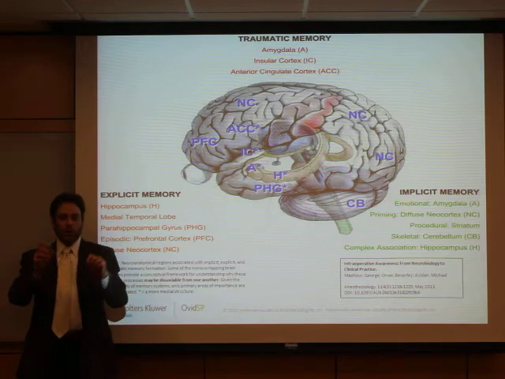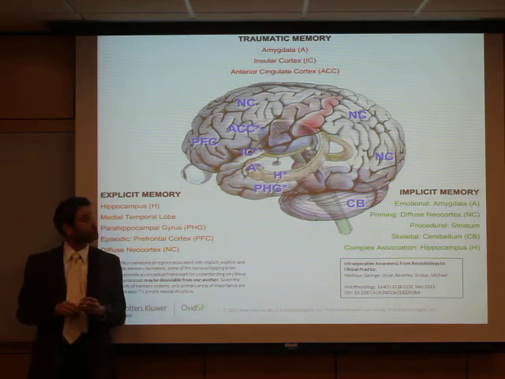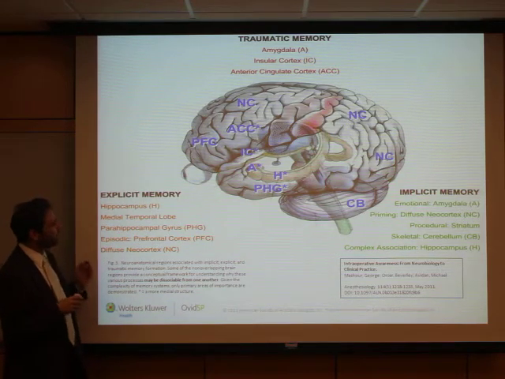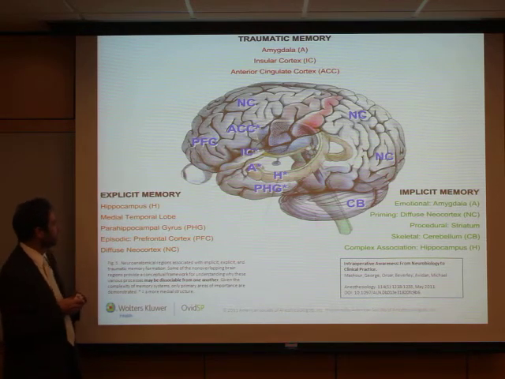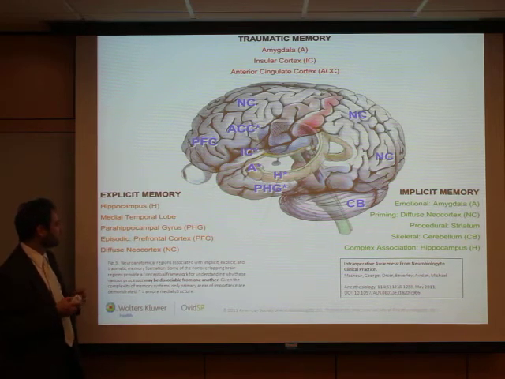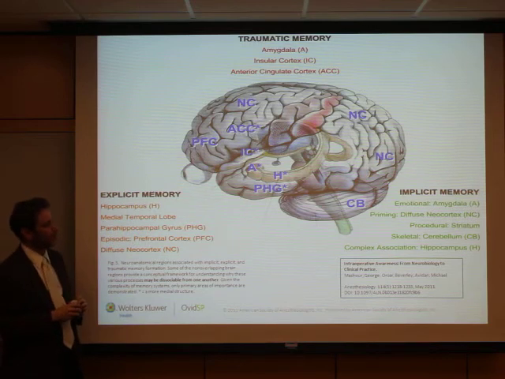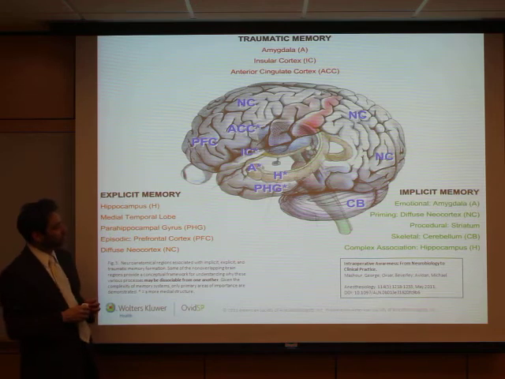In relation to intraoperative awareness, which is really the focus of what I'm talking about, there are important brain areas involved in memory: explicit memory, traumatic memory, and implicit memory. Explicit memory involves areas like the hippocampus, the medial temporal lobe, the parahippocampal gyrus, the prefrontal cortex, and diffusely the neocortex. Those are all areas that will be involved in explicit memory formation.